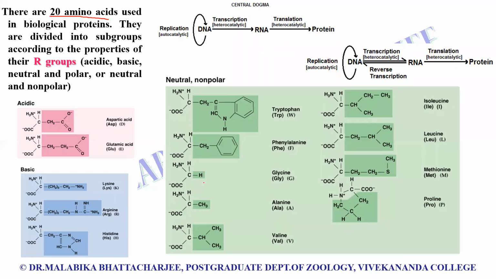The property of the amino acids depends on the R group attached to it. So if we have an acidic R group attached to it, it's an acidic amino acid. For example, aspartic acid and glutamic acid, and just see what is the abbreviation used.